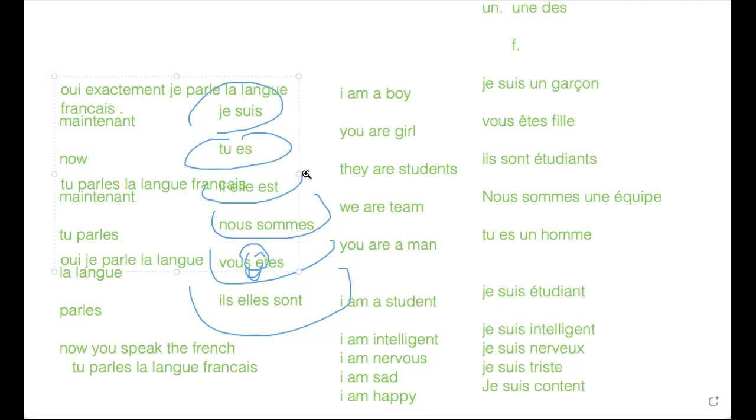Tu parles la langue française. Oui, je parle la langue française. Is it clear to you? Tell me yes or no. If I ask you, you have to reply. If I ask you, tu parles la langue française? What do you say? Oui, je parle la langue française. Can you speak up, please? Parlez, s'il vous plaît.